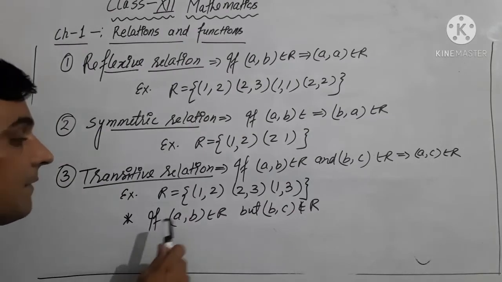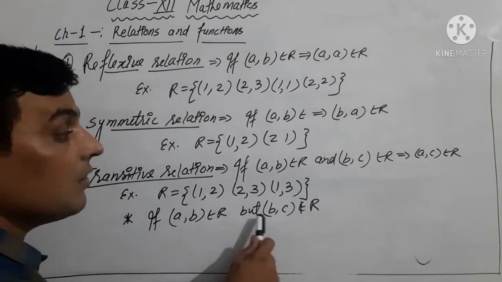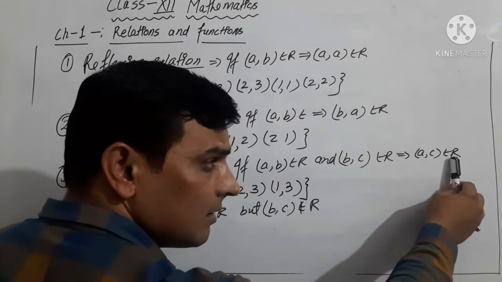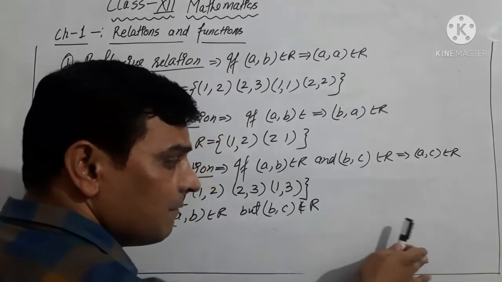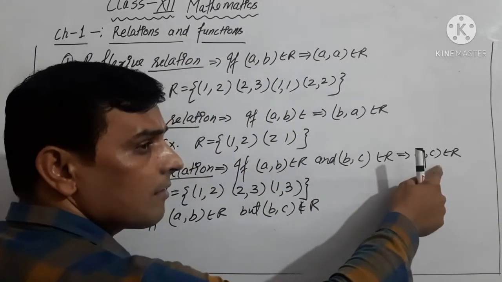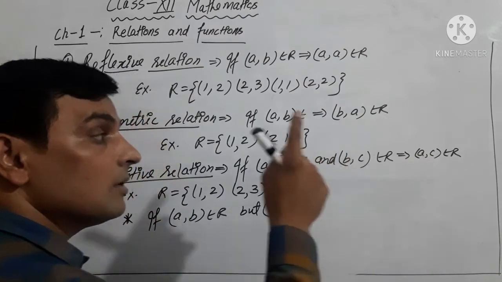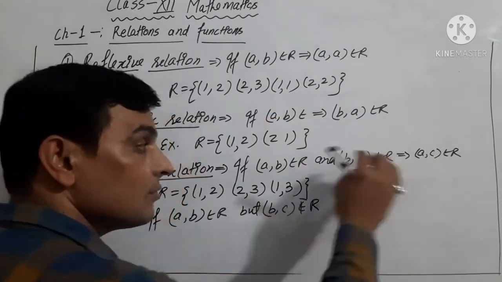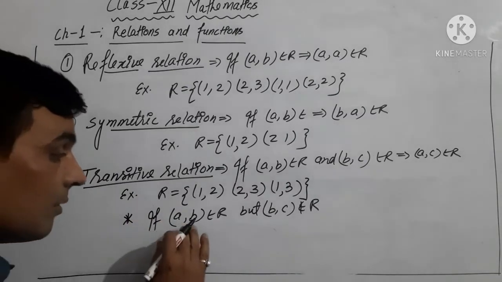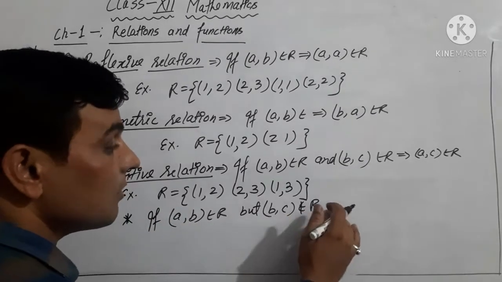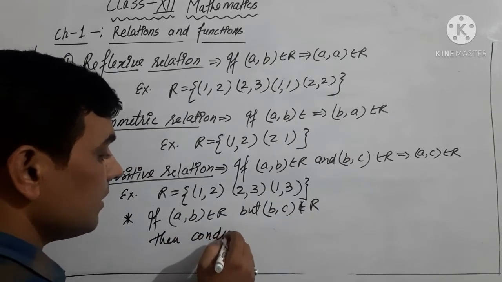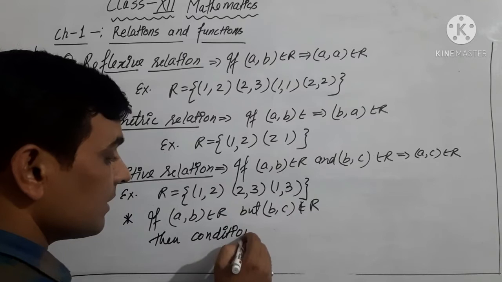Second case, if A comma B belongs to R, but B comma C does not belong to R, then we can't check whether A comma C belongs to R. We can't check. And if we can't check, then we cannot say that this condition is false. Okay? So the condition is not violated, so the relation will also be transitive.